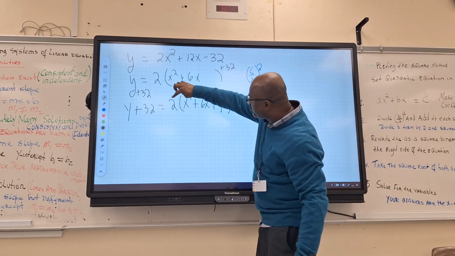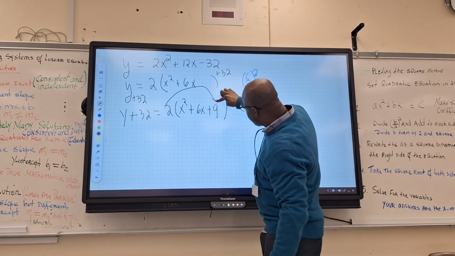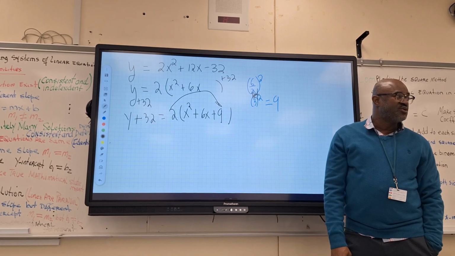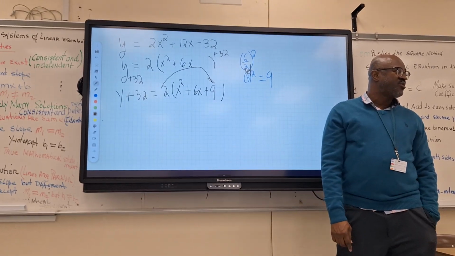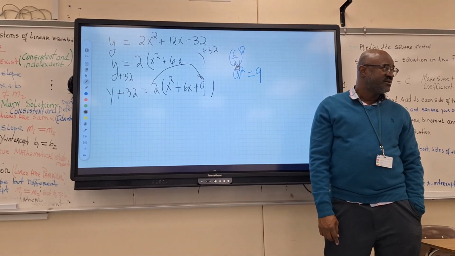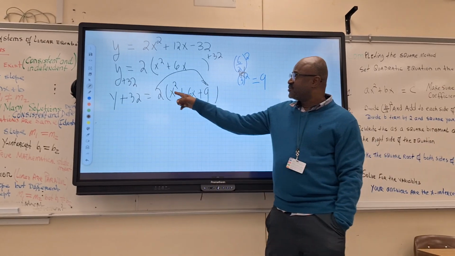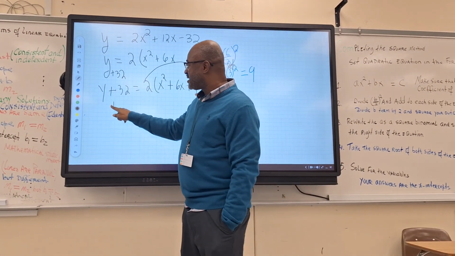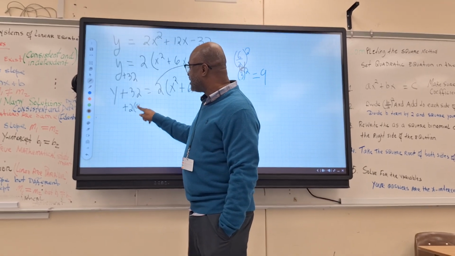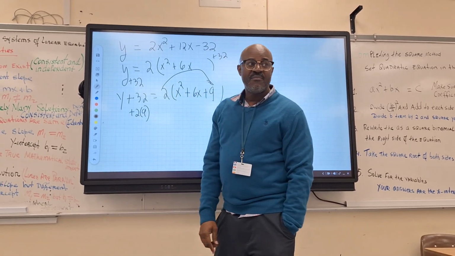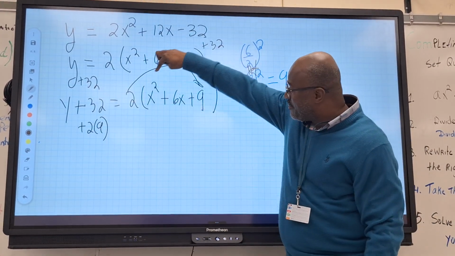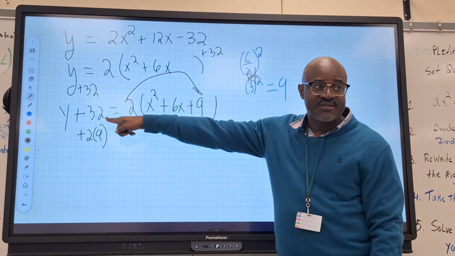In reality, you do not add 9. You add 2 times 9 when you do the distributive property. You must multiply the 2 by the 9. Otherwise, your equation will not be balanced. Right? What is 2 times 9? 18, that's what you add on the other side. If you only add 9, the equation will not be balanced out. That's how you're going to get your 18.